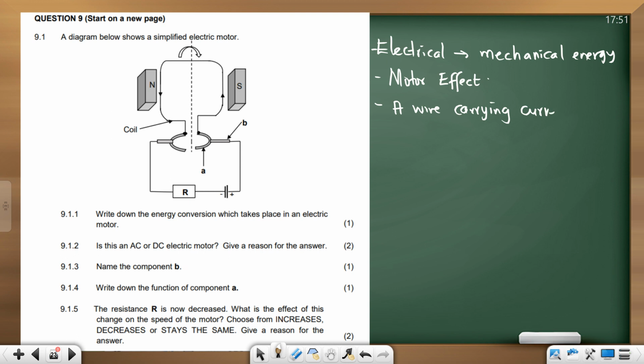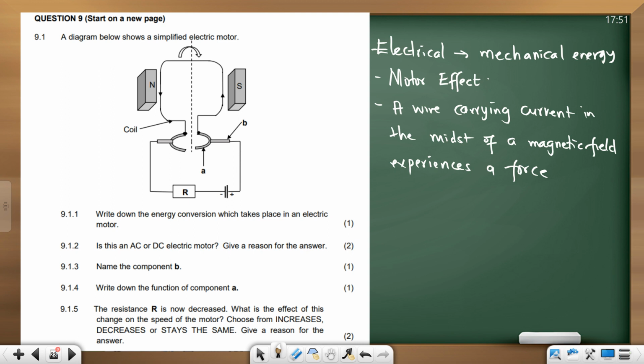A wire carrying current in the midst of a magnetic field experiences a force. And that's the whole idea. Experiences a force. And that is the force that rotates. So if you have a wire that's carrying current and you place it in a magnetic field.